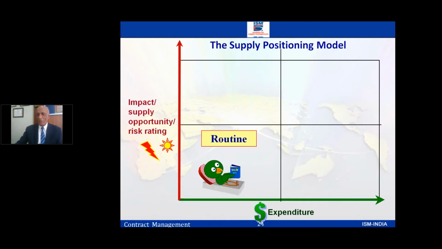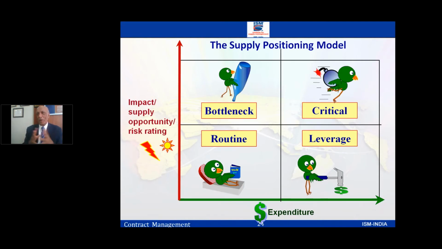This is the most popular one, I think you'll see it in most training programs, we use it. We call it the supply positioning model, because your contract management will depend on this. So we normally expect every company to do their spend analysis, and convert the spend into 4 boxes based on the impact, based on the risk and expenditure. So when I'm doing contract management for critical items, my approach is different. When I'm doing contract management for leverage items, my strategy is different. For routine items, which could be catalog items, my approach is different. For bottlenecks, certainly it's going to be much different.